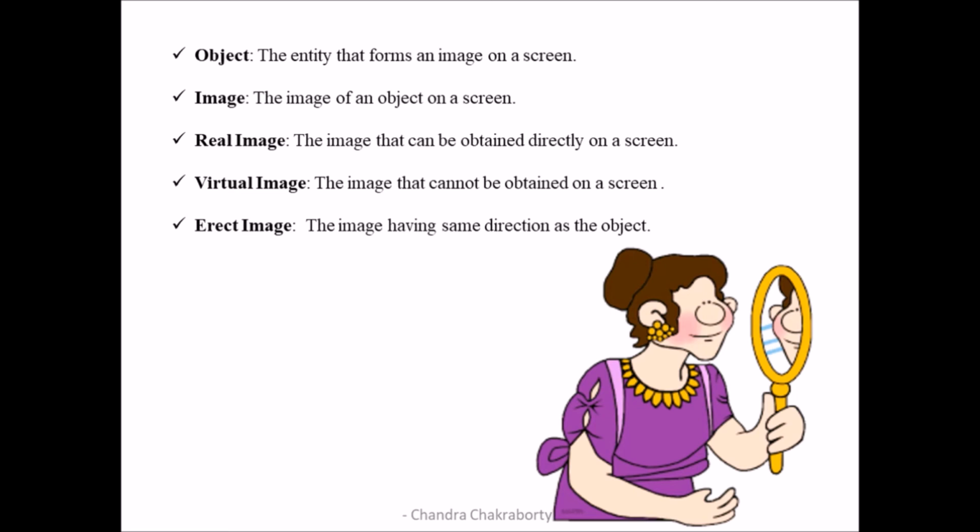But those images that cannot be obtained on a screen are virtual images. For example, the image obtained on a plane mirror can never be obtained on a screen. So, the image formed by a plane mirror is always virtual.